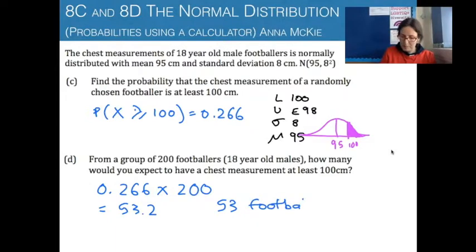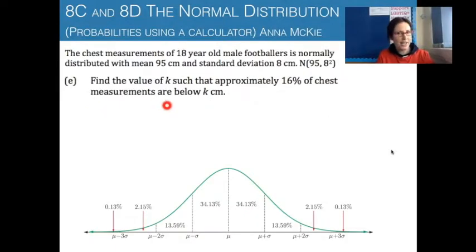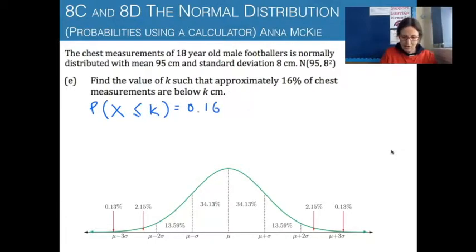Part E, we're asked to find the value of K such that approximately 16% of chest measurements are below this K value. So K is going to be a number somewhere along the baseline of our normal distribution. And we want the answer to be 16% or 0.16. So the statement that we would write is the probability that X is less than or equal to some number, and that the answer is 0.16. So on this picture here, where would 16% be? Well, if you start adding up these numbers, you'll find that 16% is the area here.